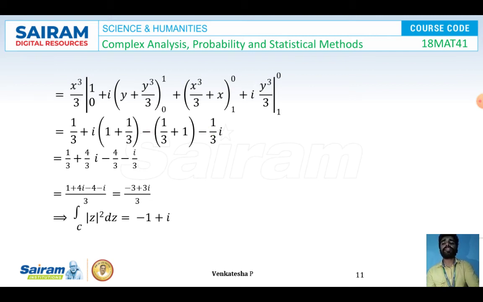By simplifying these, we got 1/3 + 4i/3 - 4/3 - i/3. So it becomes (1 + 4i - 4 - i) divided by 3, or (-3 + 3i) divided by 3. Taking 3 common and cancelling 3 and 3, I got the integral over the region C of |z|² dz is -1 + i.